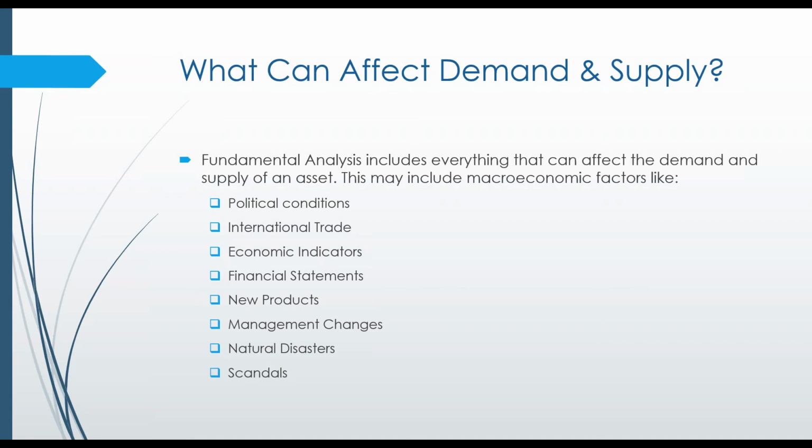A scandal is another usually unpredictable event, but even though it may show some signs. For example, the recent Volkswagen scandal.